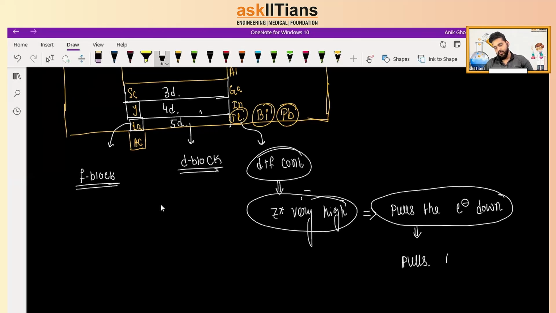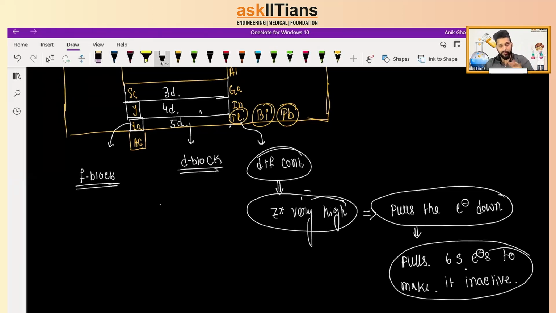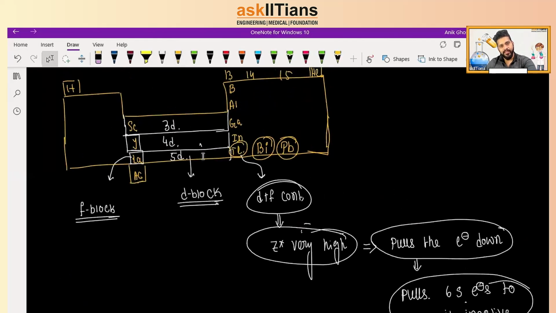It pulls the 6s electrons to make them inactive. Okay, this is the part we are actually going to talk about. So if I talk about thallium, you can calculate it from here only. 1s2 2s2 2p1... so 3, 4, 5, 6, 6s2 6p1. Right? Thallium is 6s2 6p1.